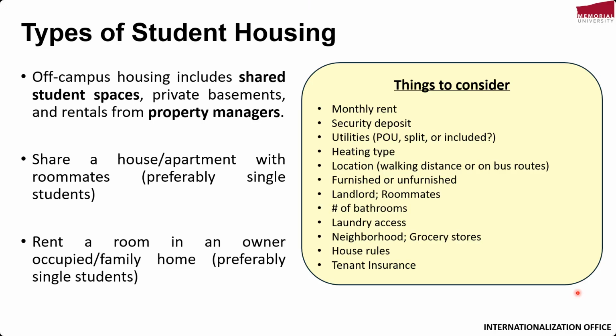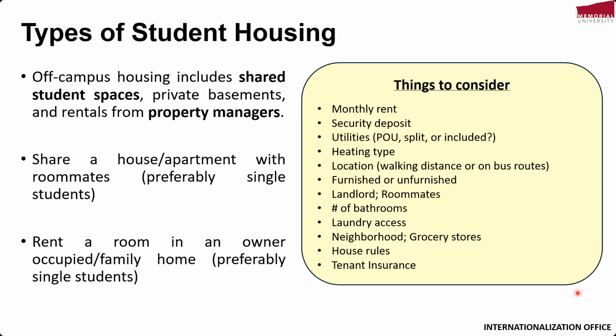So the next one is utilities. There are two types of utilities: all inclusive and POU. All inclusive means the utilities, heat, electricity, and Wi-Fi, though sometimes Wi-Fi is included in utilities and sometimes not. So basically heat, electricity and everything is included in all inclusive utilities. When it's written all inclusive, everything is included. You don't have to worry about additional expenses after you pay your rent. But if it is POU, that means pay own utilities.